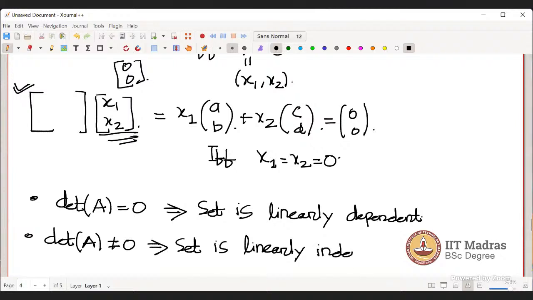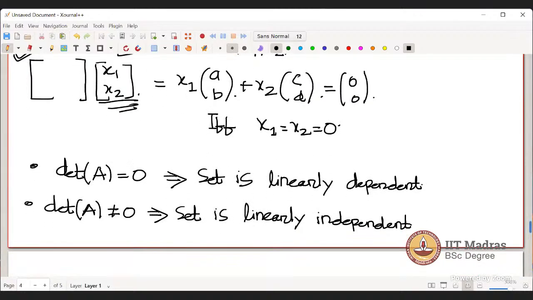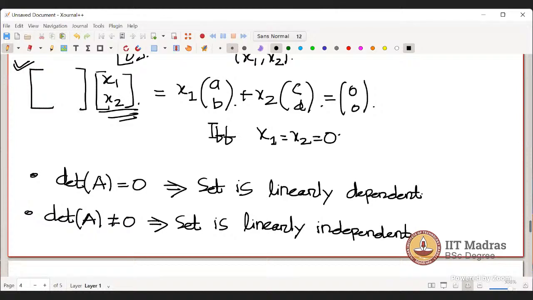Sir, if the determinant is 0, then it will have a unique solution, and that means it has a linear combination, right? Okay, so if the determinant is 0, then you will have infinitely many solutions.